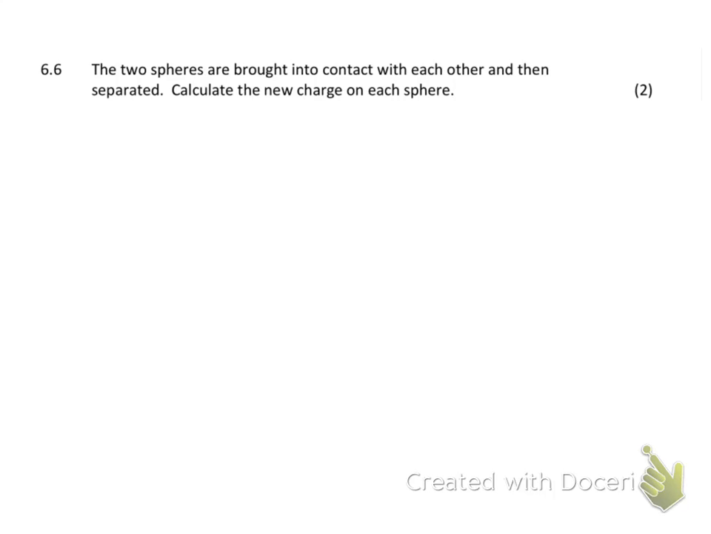All right, 6.6. Two spheres are brought into contact with each other and then separated. Calculate the new charge on each sphere. The key principle here is when you bring two charged objects into contact with one another, then the charge equalizes over the two objects. And so the new charge Q is simply the sum of the original two charges, and then you divide that by 2 because it separates into half on each object.